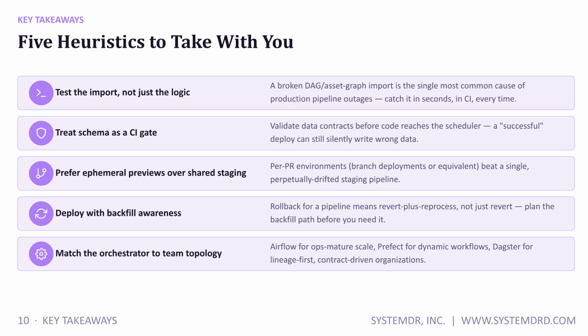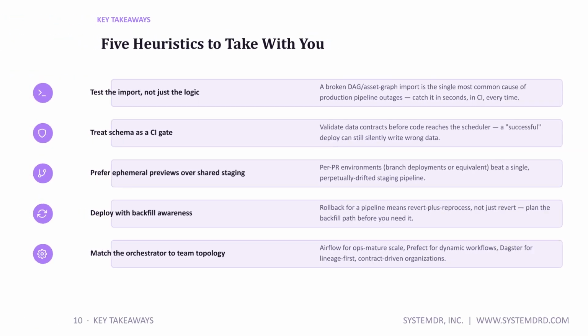And 5. Match the orchestrator to your team's actual topology. Airflow for ops mature scale, Prefect for dynamic workflows, Dagster for lineage-first, contract-driven organizations. If you only do one of these starting Monday, make it the first one. It's an hour of work, and it prevents the single most common cause of outage.